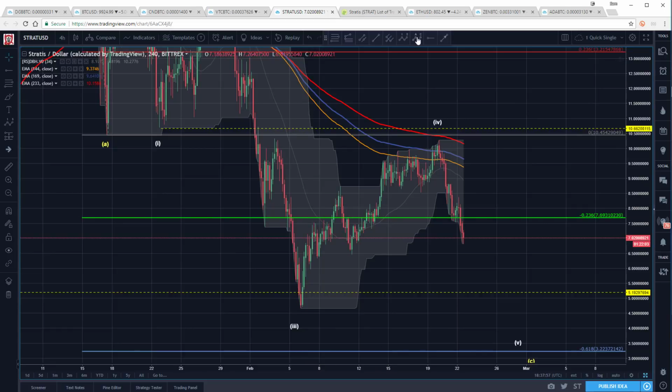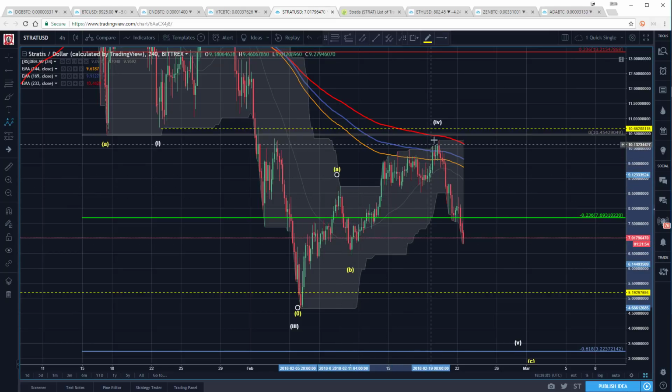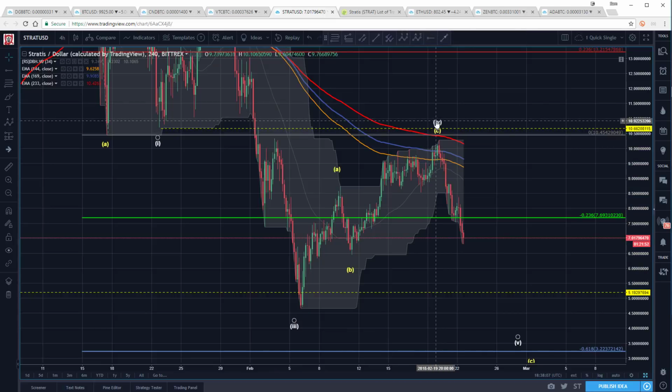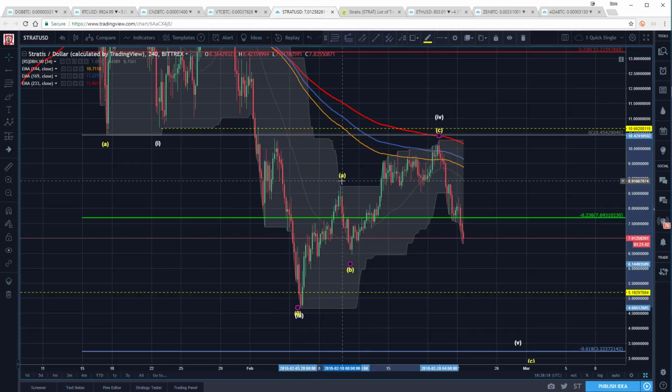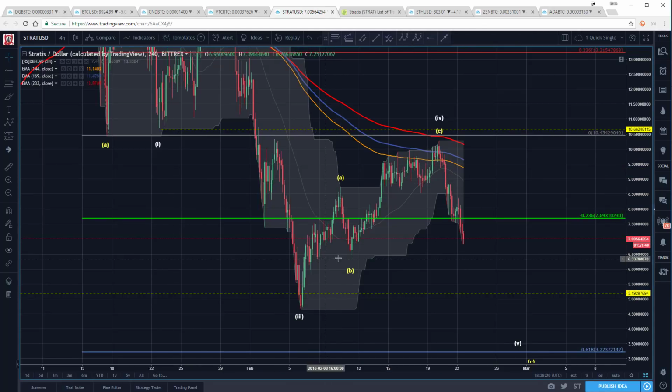that sure looks to me like an ABC. So if I work it this way, A, B, and then looks like we get a 1, 2, 3, 4 up for a 5 into a C. That's hard to argue with. Maybe if you dug down to a smaller time frame, we could find that in a different way. But just at first glance, that's something to be considered.